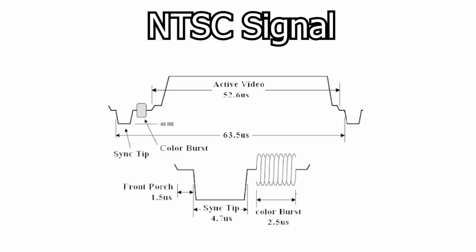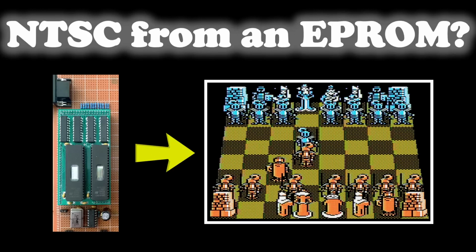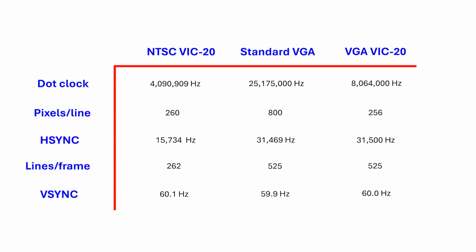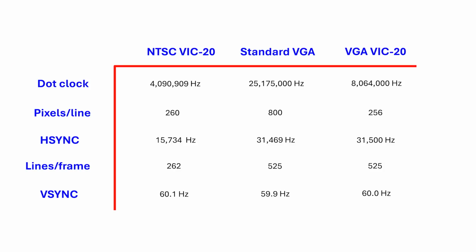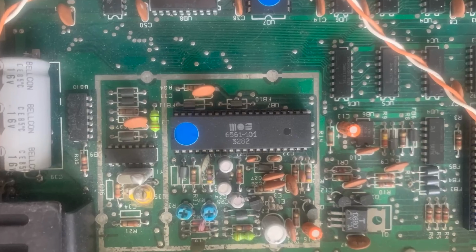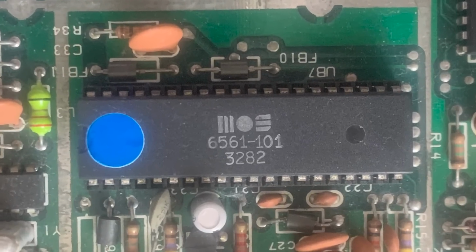It produces an NTSC or PAL composite signal, which goes through an RF modulator onto a TV screen. If you want to know a bit more about NTSC, I've made a video which explains it in more detail, and there's one on PAL on the way. But for this machine, I'm going to generate a VGA signal, which does have a higher dot clock, but even with that, it's still much easier to generate. In this video, we're going to delve into the inner workings of the VIC chip in a bit more detail.